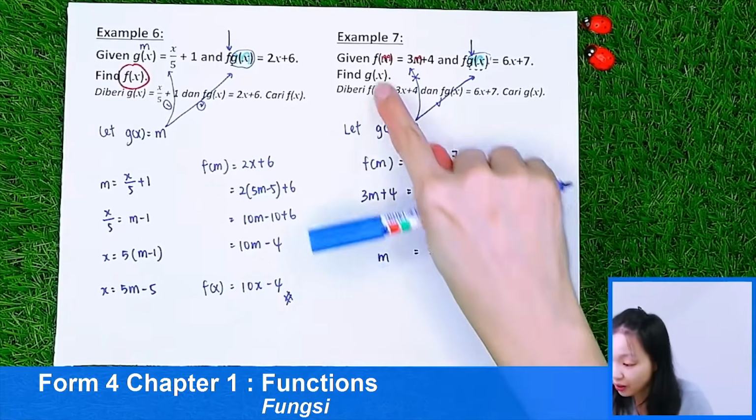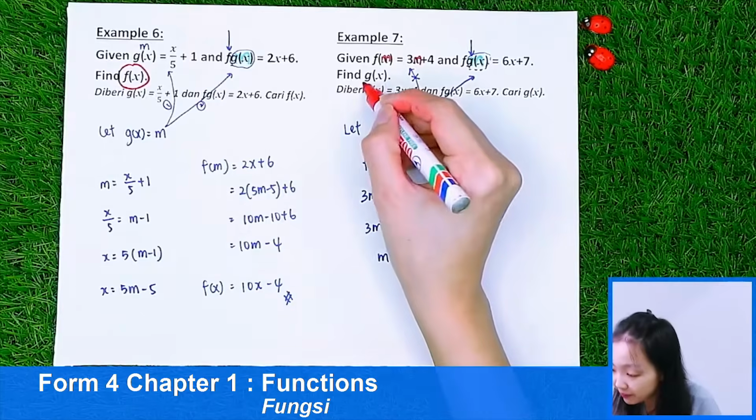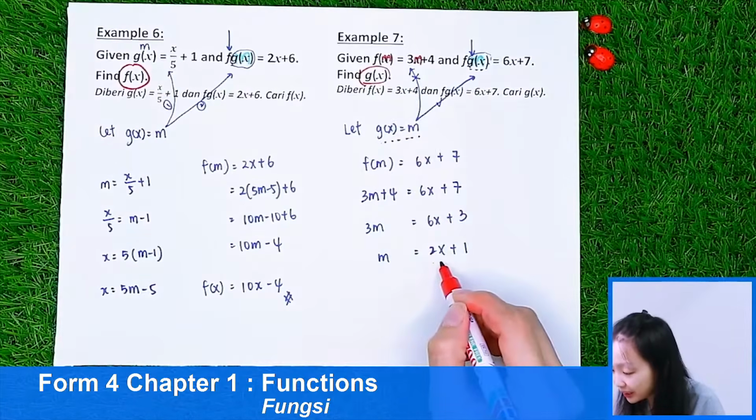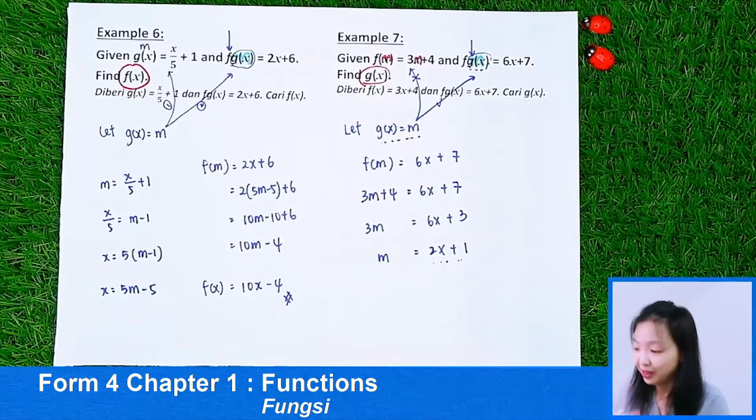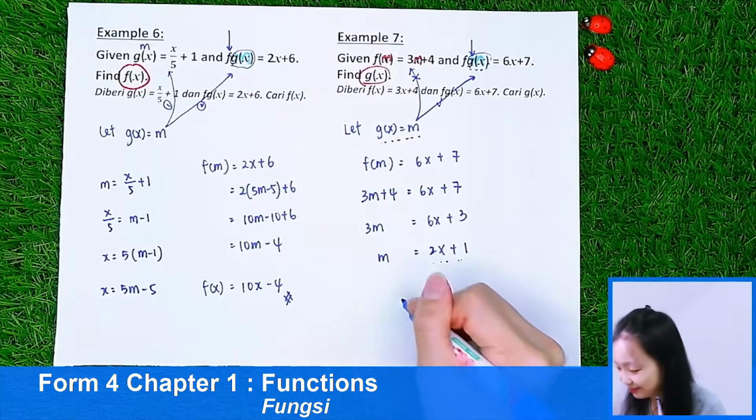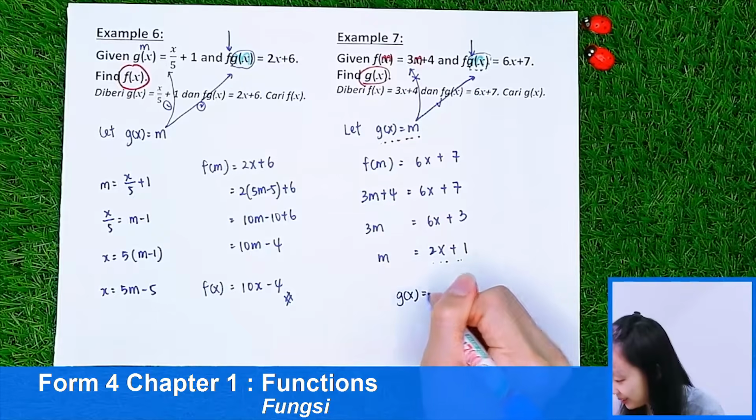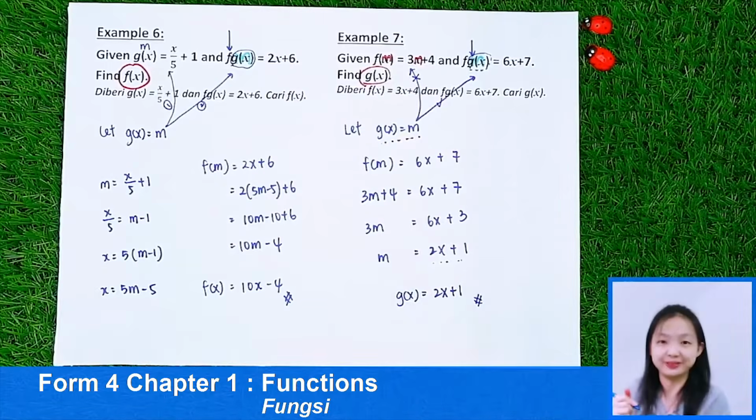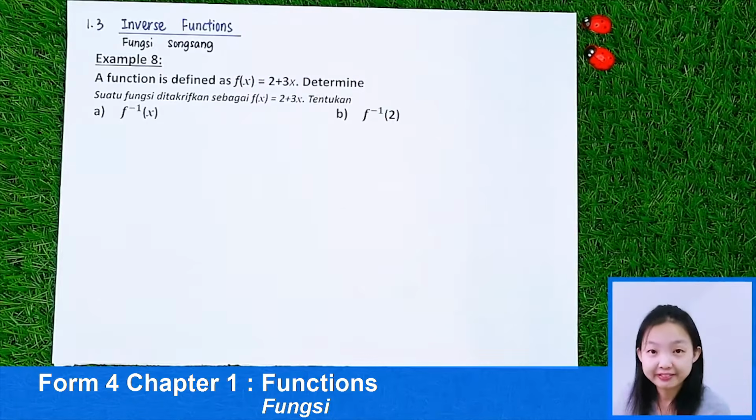Okay, so your question wants you to find g(x). g(x) is equals to m. m is equals to 2x plus 1. So what will be the answer for g(x)? g(x) is equals to 2x plus 1. That's all. Okay? Now we go to the inverse function.